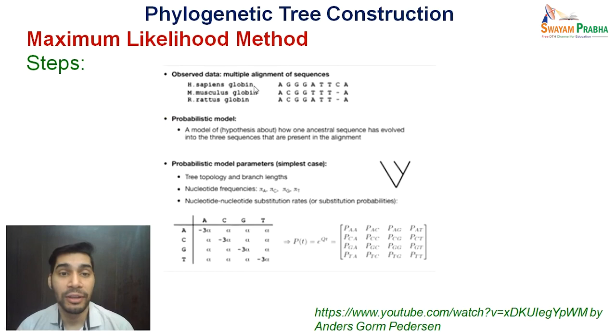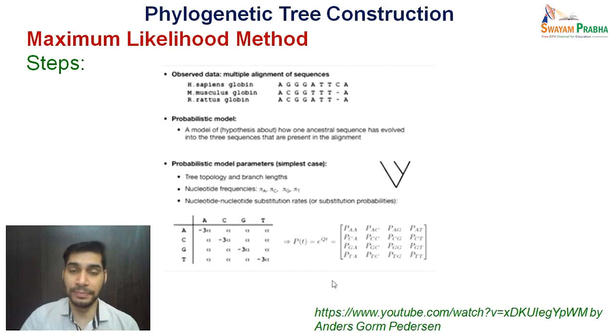In this probabilistic method, the parameters, in the simplest case, can be tree topology and branch lengths, nucleotide sequences, and the nucleotide-nucleotide substitution rates. So from these four nucleotides to these four nucleotides, what is the probability of changing from A to A, from A to C, A to G, A to T, and so on. So this kind of matrix is there.